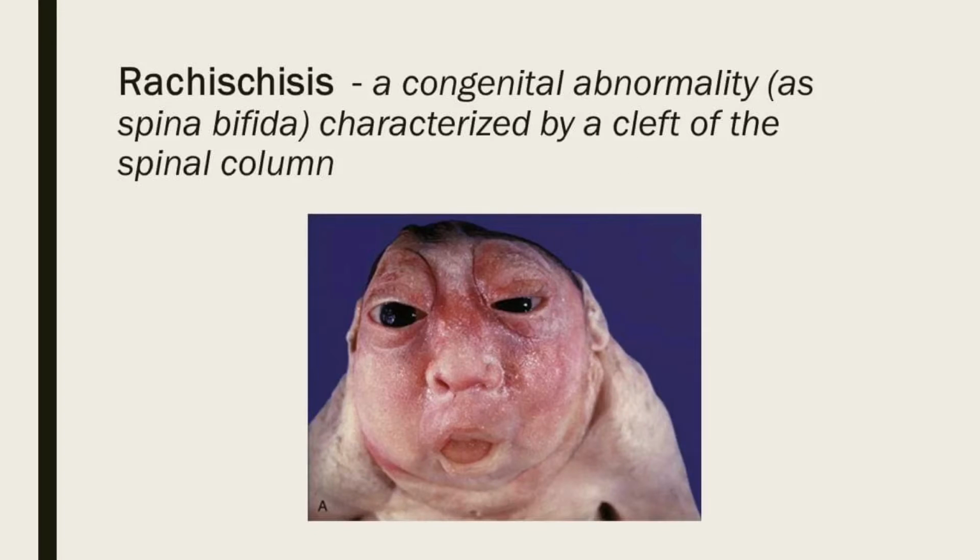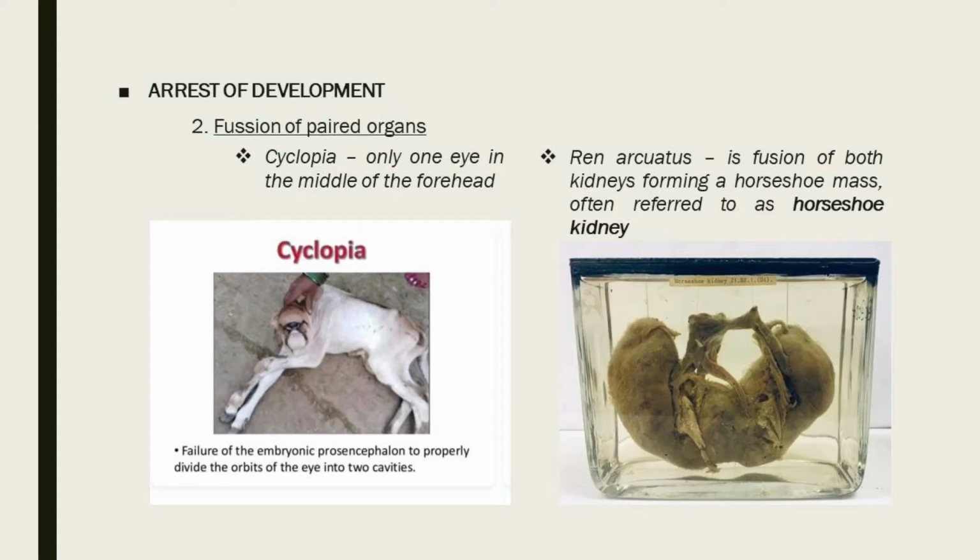Under fissures is rachischisis. Rachischisis refers to cases of anencephaly with a contiguous spinal defect involving at least the cervical spine region and extending for varying degrees down the spinal column. The third part in arrest of development is fusion of paired organs. The first one in fusion of paired organs is cyclopia. Cyclopia causes a child to be born with one eye, no nose, and a proboscis.